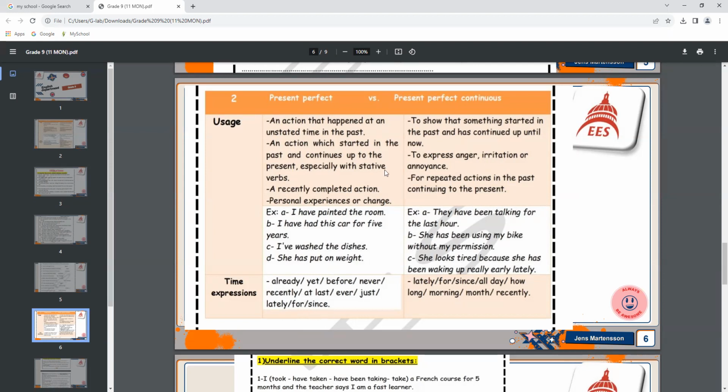Okay, now about "just." I have just eaten a sandwich. This action finished some moments ago, recently. What about "yet"? We use it at the end of a negative sentence. I haven't finished my homework yet. This means I started in the past, but I'm still doing it. I haven't finished yet. Okay.